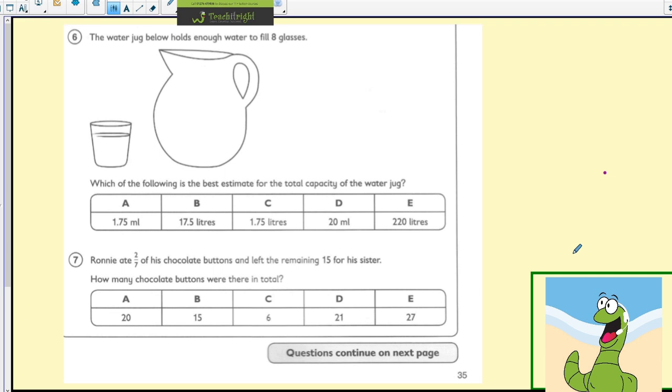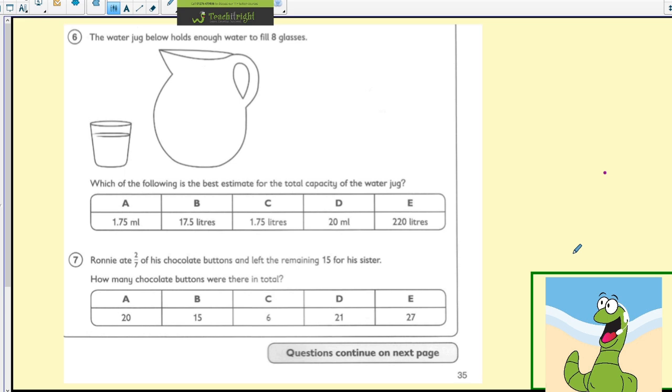Right, number 6. Let's have a little look. The water jug holds enough water to fill 8 glasses. Which of the following is the best estimate for the capacity of the water jug? Oh, I like this question. So this is an estimate question. For these, I'm probably going to go through, try and picture things in my head and eliminate.